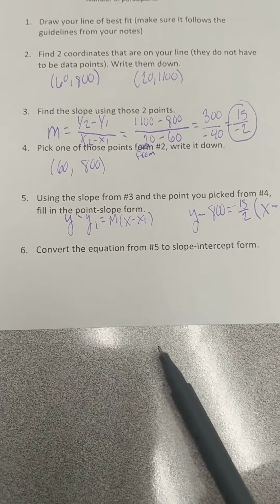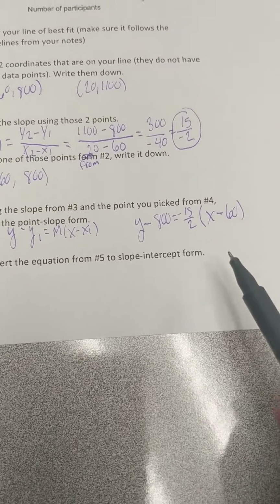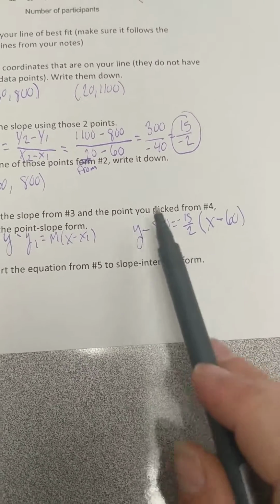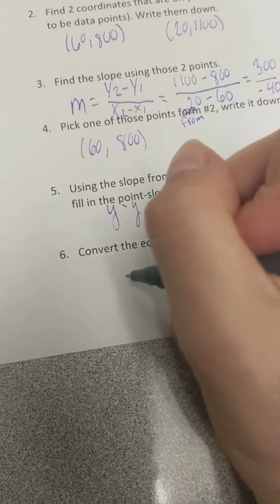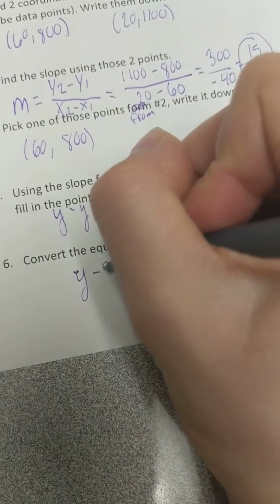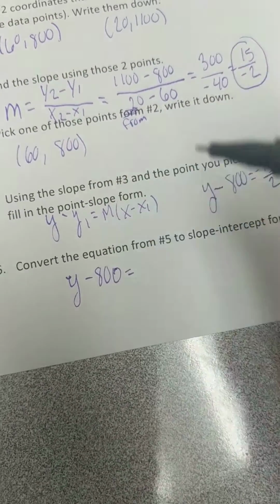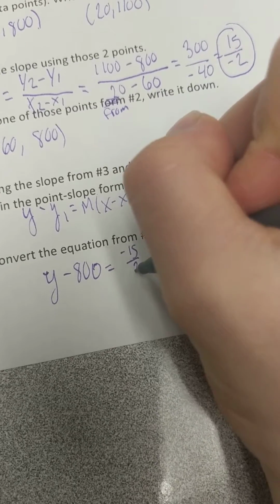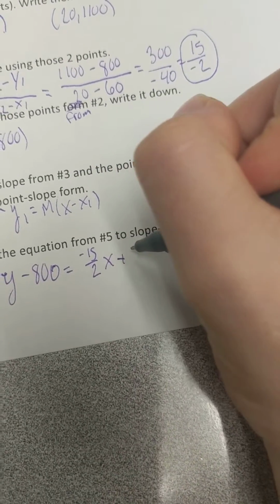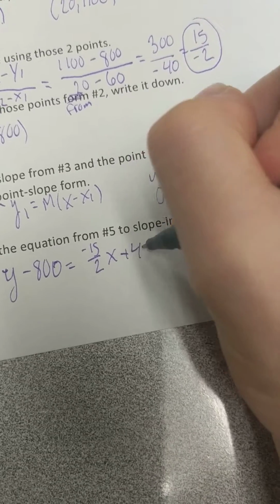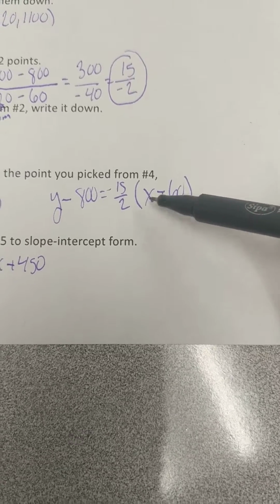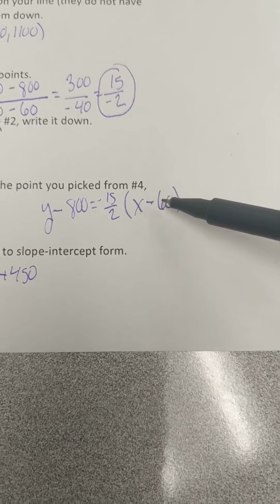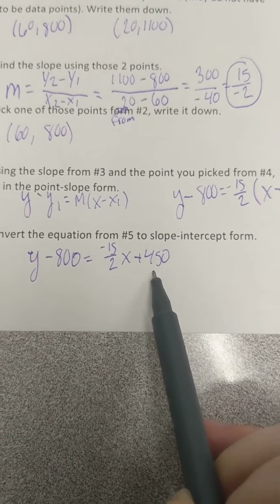Now that this is filled in, go down to just the last thing, just convert it to slope-intercept form. So you learned how to do that in the last lesson. Distribute, and then add or subtract this y value depending on if it's positive or negative. So I'm going to start with my distributing. So I have y minus 800 is equal to negative 15 over 2x plus 450. So I distributed this negative 15 over 2 to both. So negative 15 over 2 times x is negative 15 over 2x, and negative 15 over 2 times negative 60 gave me my positive 450.